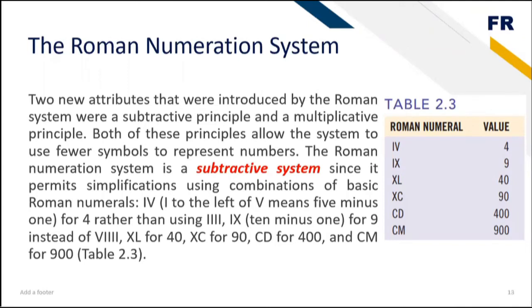For example, IV. I to the left of V means 5 minus 1. So it will become 4 rather than using IIII. And another thing, yung IX, ibig sabihin 10 minus 1, equal to 9, instead of writing V then IIII. And another is XL for 40, XC for 90, CD for 400, and CM for 900. Okay?